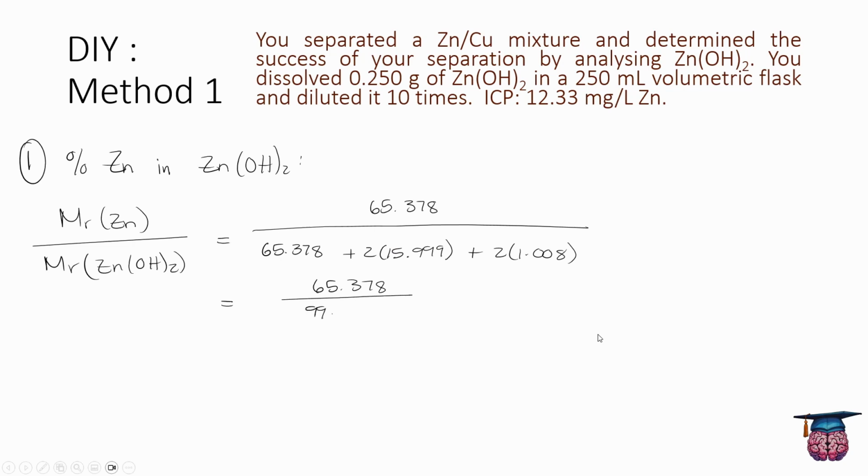Simplified, this is 65.378 divided by 99.392, and this gives us a fractional value of 0.6578, which we can convert to percent by multiplying with 100, and this gives us 65.78%.